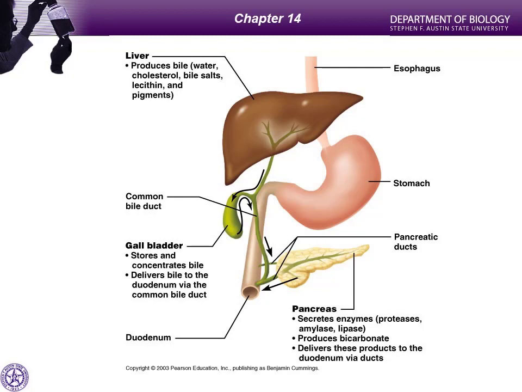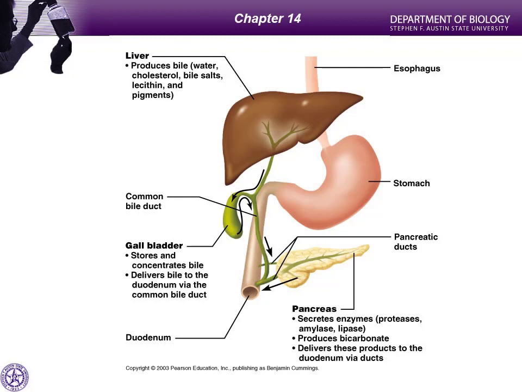So the lower esophageal sphincter is going to keep material in the stomach, right? We don't want it to go backwards. We get to the end of the stomach. Now we have another sphincter. We're not going to have a sphincter up here in the upper part of the esophagus.